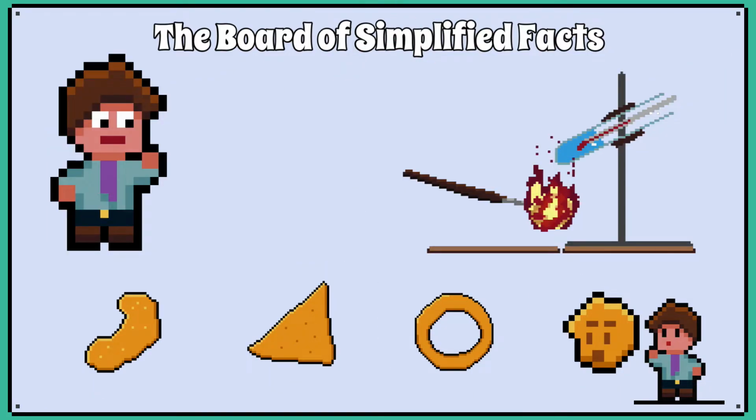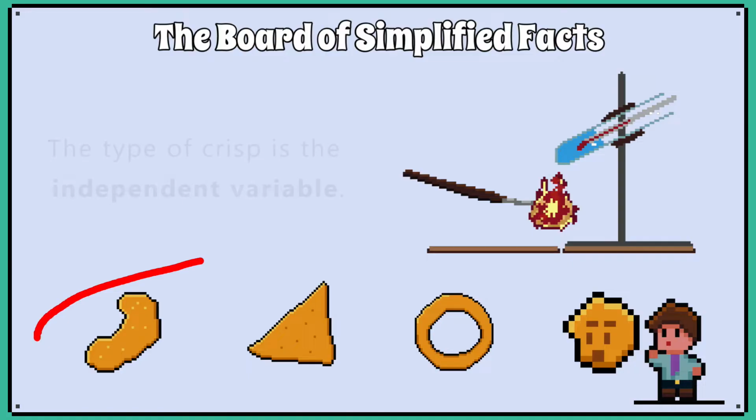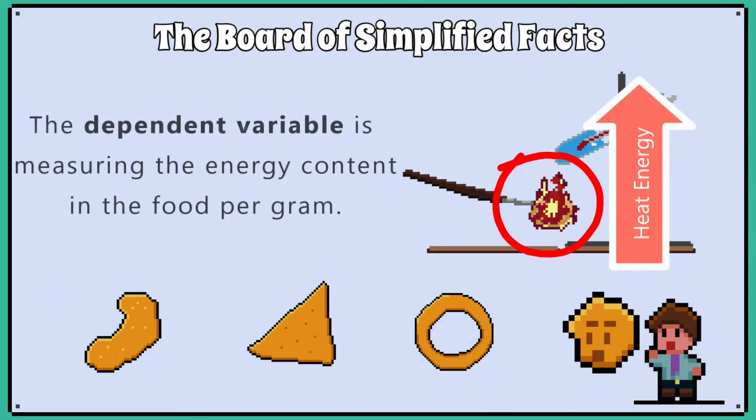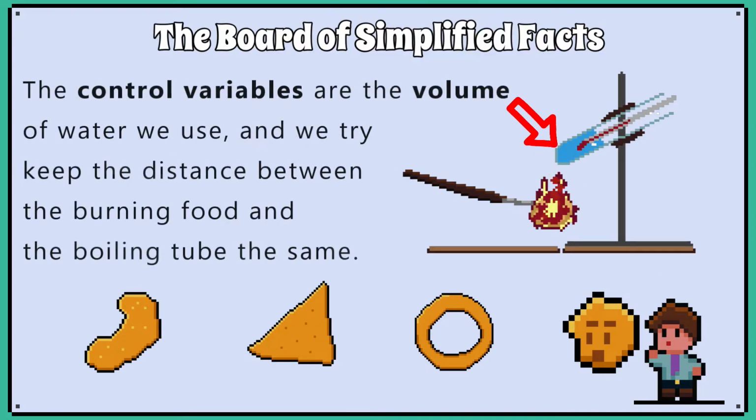You might also need to be able to identify the variables and where sources of error might come in when getting energy values. So the type of crisp is the independent variable. The dependent variable is the energy content in the food per gram. The control variables are the amount of water we use, and we try to keep the distance between the burning food and the boiling tube the same.